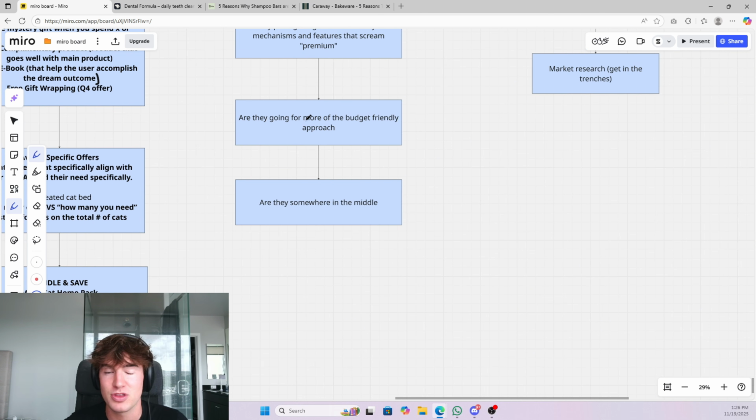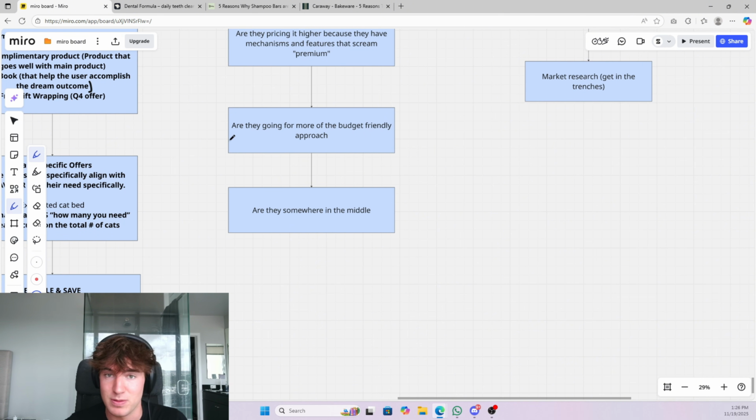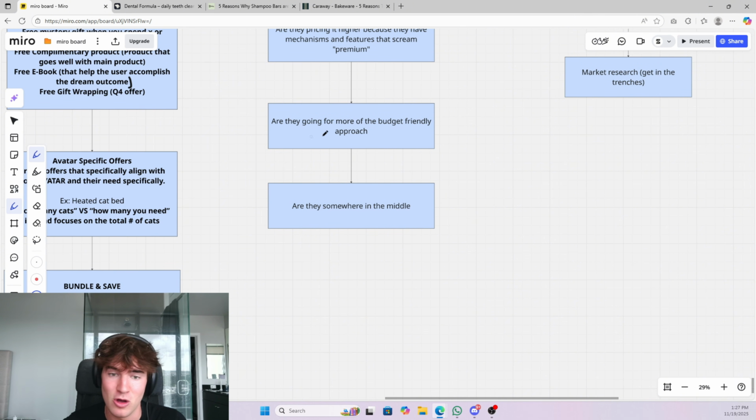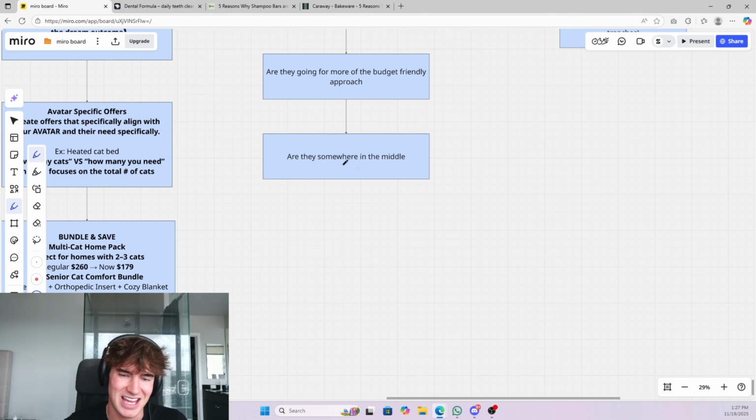Are they trying to be more the cheaper option on the market? The reason I see this doesn't really work is because the cheapest option on the market is always going to be from Amazon. People will price the same product you're trying to sell for like 10 to 20 bucks, and obviously we can't price our products that low. So that's a main reason I don't really like this, but it's another thing you guys can check out.